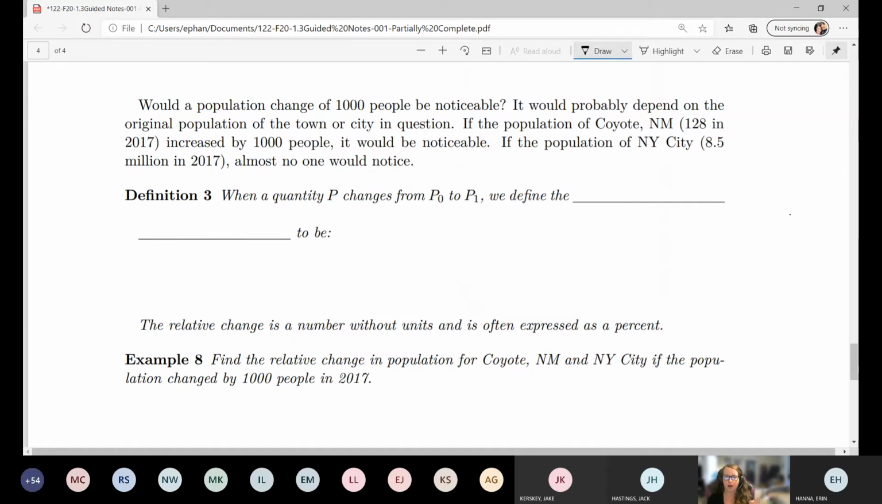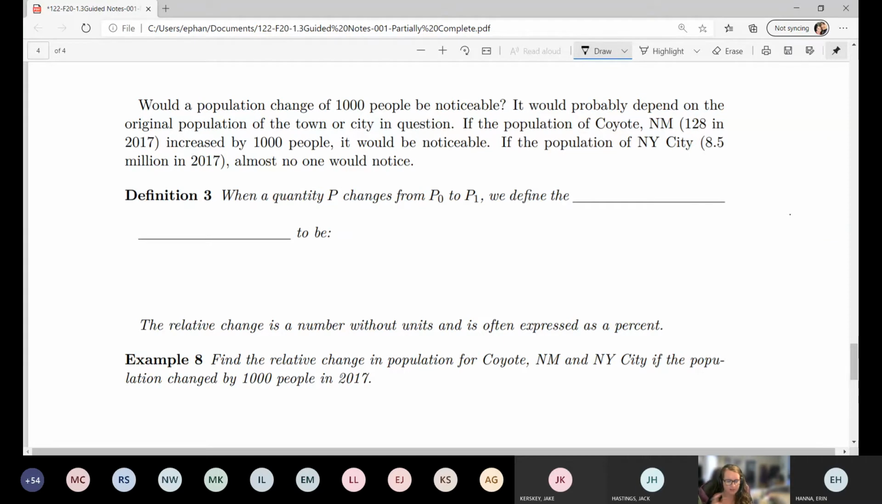So what if I asked you if a population change of 1,000 people would be noticeable? Well, it would kind of depend on where you are. Say you're in New Mexico in a city called Coyote, and that had 128 people in 2017. Now I know 2017 was a couple of years ago, but just pretend it's 2017, and all of a sudden 1,000 people move in. Those people are going to notice because they only started with 128, and all of a sudden they've got 1,000 more people. But say you're in New York City that had 8.5 million in 2017, and actually 1,000 people move in, not many people are going to notice at all because it's just an obnoxious amount of people already.